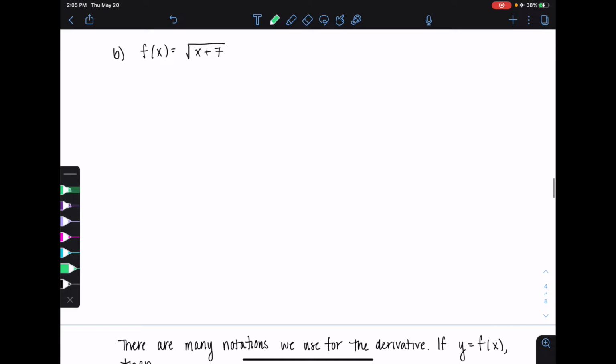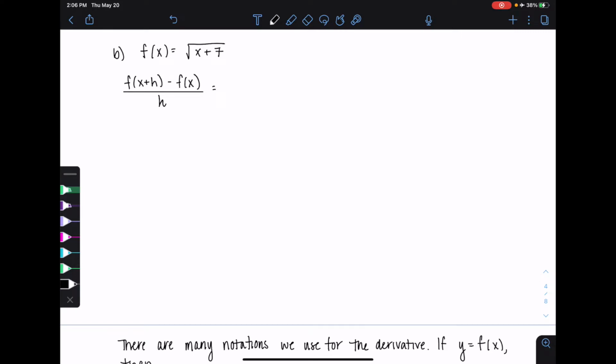All right, let's try a second one. There's a select group of functions we can go through this limit process for. Otherwise, it gets really disgusting and tedious. Square roots are one of them. So we're going to find the derivative of the square root of x plus 7. Now, to also make my life a lot easier, I'm not going to write this limit. I'm going to start by just figuring out what this difference quotient boils down to. Because I'm lazy, I don't like to write limit over and over and over again.